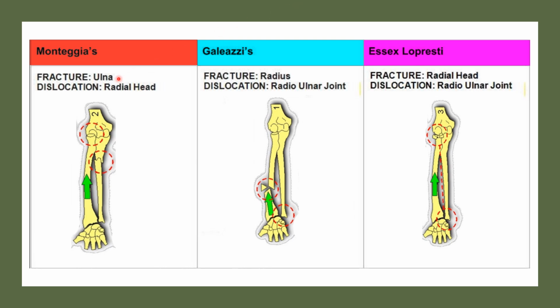A quick recap: Monteggia fracture is superior ulnar fracture and radial head dislocation. Galeazzi fracture is inferior radial fracture with radio-ulnar joint dislocation. Essex-Lopresti fracture is fracture of radial head and interosseous membrane rupture and radio-ulnar joint dislocation.